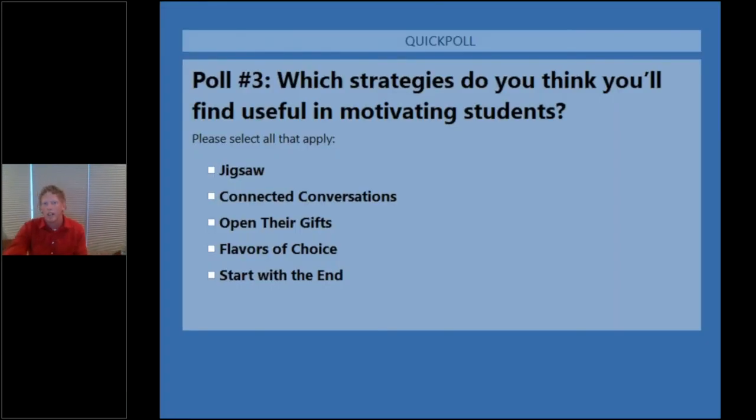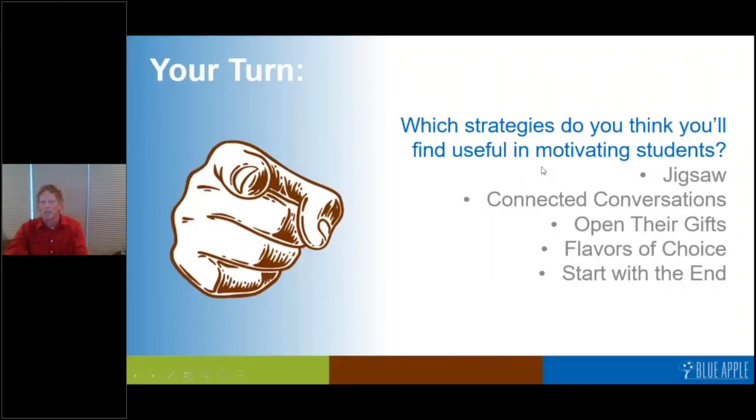You can pick more than one, that is certainly fine. But jigsaw, bring those different specialists together; connected conversation using those sentence stems; open their gifts, finding ways to use their talents in the class; flavors of choice, thinking about different ways you can incorporate autonomy into a task; or start with the end, letting them develop their own, construct their own understanding.